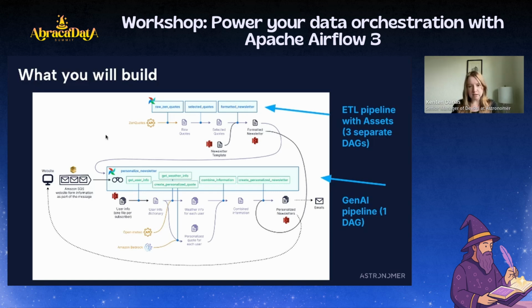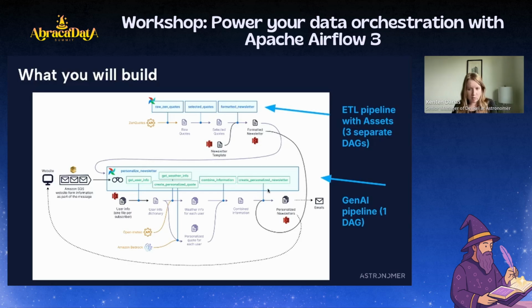There are 2 different pieces that we use to implement this. One is an ETL pipeline that we've built with assets, or more accurately, is partially built, and we're going to finish building the whole thing. So that's this top part here. We're going to have 3 different assets that do the ETL part of this, and that's going to create the format of this newsletter.